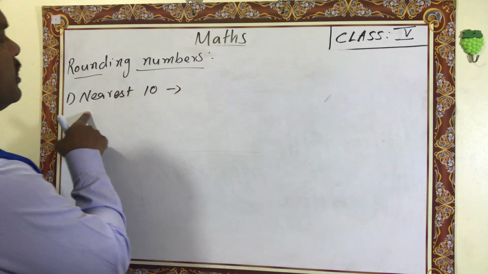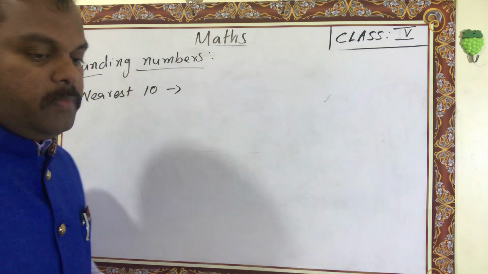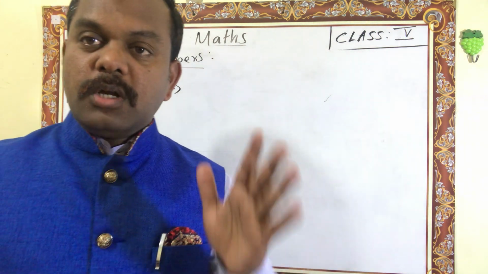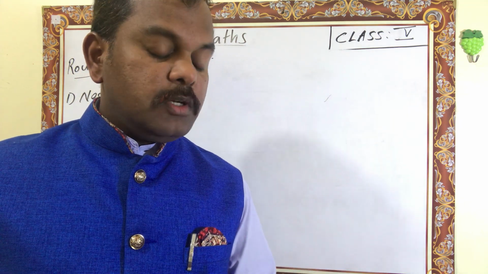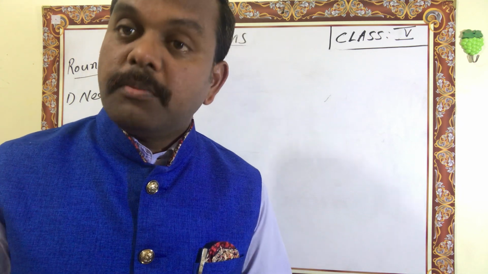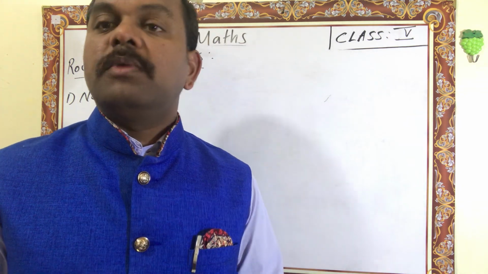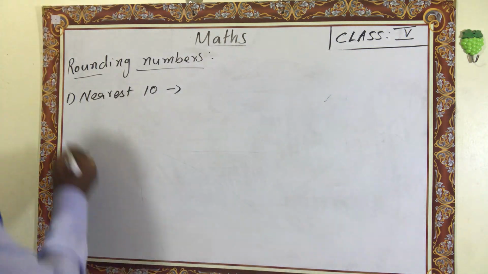Nearest to 10 means the answer should be the multiple of 10 only. You have to round the number with the multiple of 10. Multiple of 10 means 10, 20, 30, 40, 50. 100 also multiple of 10. 150 also multiple of 10. So whatever it is, the answer should be multiple of 10.